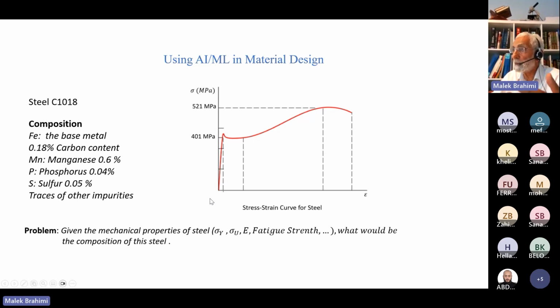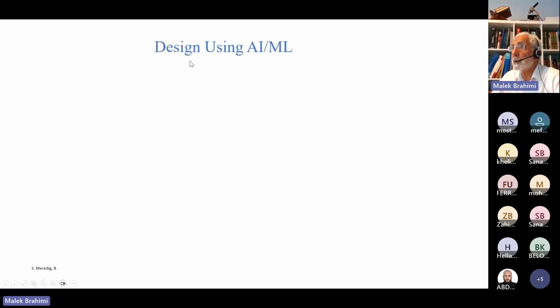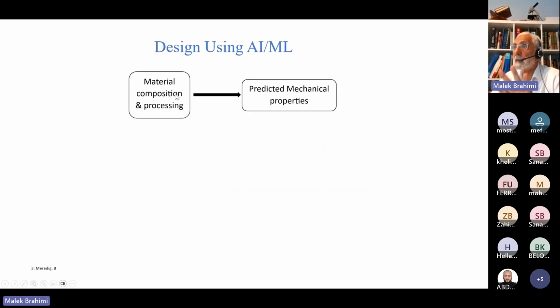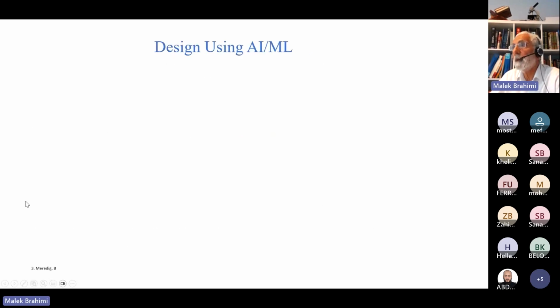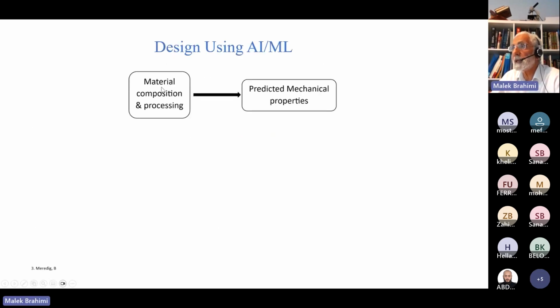But we can also use AI and ML to do that, to go from here to here. And that's what we call design using AI and ML. So we have material composition and processing. We have this, we have this. What I mean by this is these information. So we have this, and the AI and ML will give us the predicted mechanical properties. It will give you some properties.